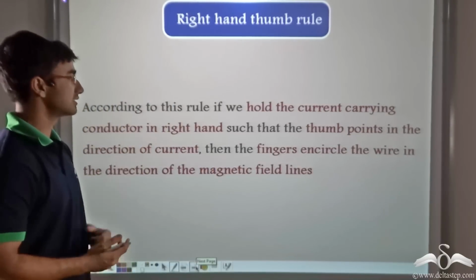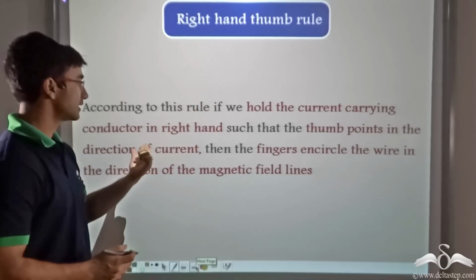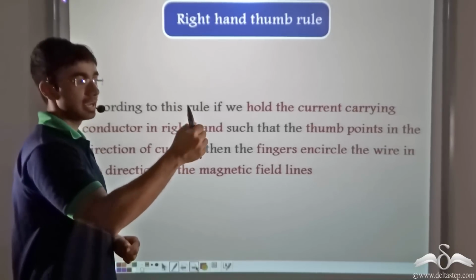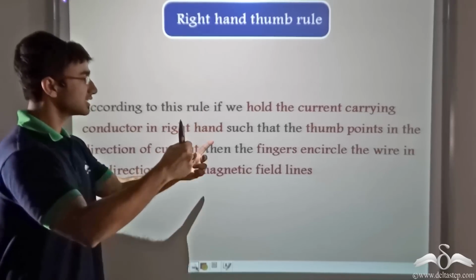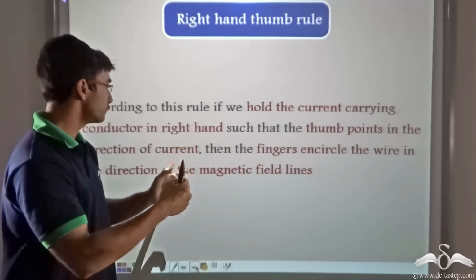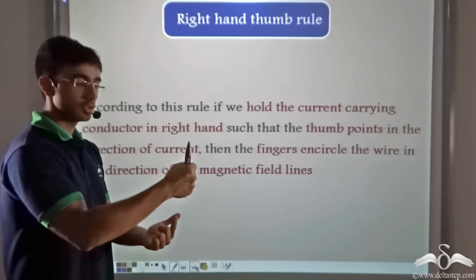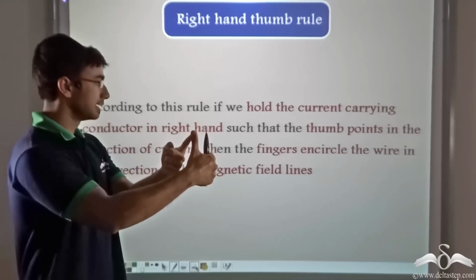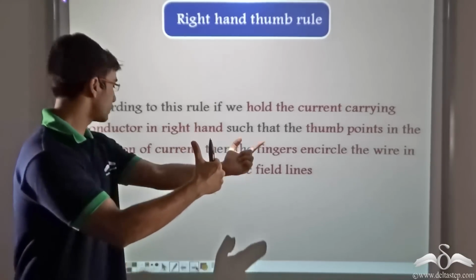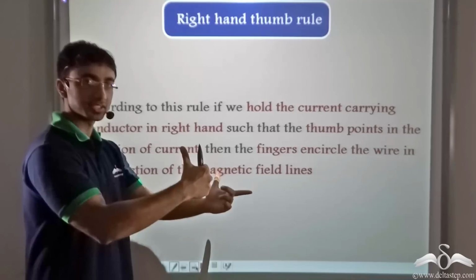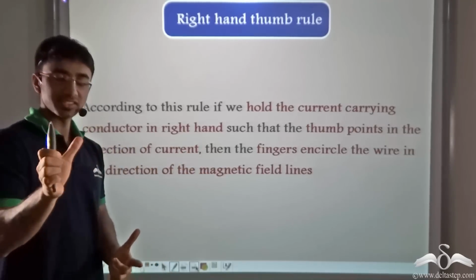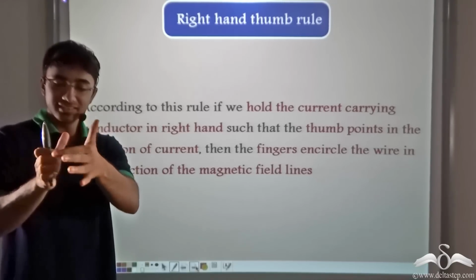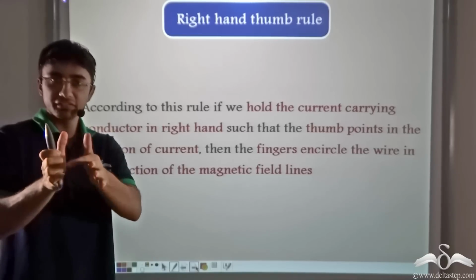The right hand thumb rule states that if we hold the current carrying conductor in the right hand, so let's say that this is a current carrying conductor and we have held it in the right hand such that the thumb points in the direction of current. So let's say current is flowing from bottom to top. So the thumb is pointing in the direction of the current. Then the fingers will encircle the wire in the direction of the magnetic field lines. So this means, as you can see, my fingers are encircling the current carrying conductor, and this will be the direction of the magnetic field lines.